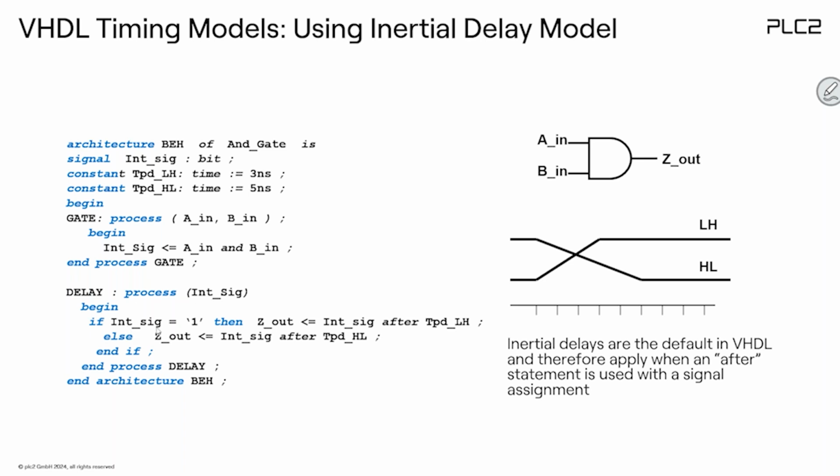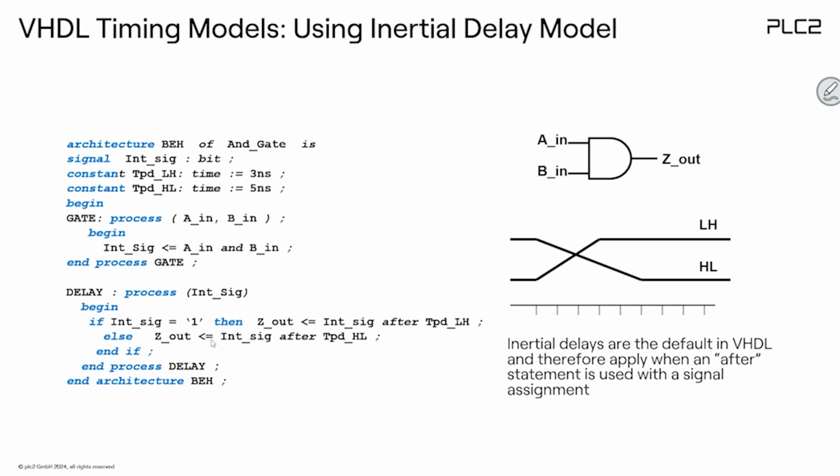Is this a change from 0 to 1, or maybe a change from 1 to 0? So we check this. In this case, we're asking for the final value, in this case 1. So this means it was a change from 0 to 1. Then we assign the delay from 0 to 1. In this case, this is the time you defined here, TPLH or TPD from low to high, in this case 3 nanoseconds, so it's faster.